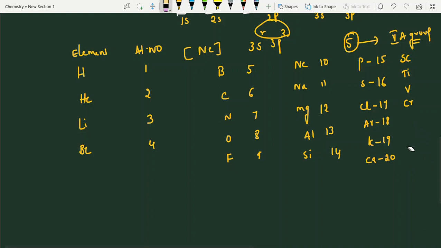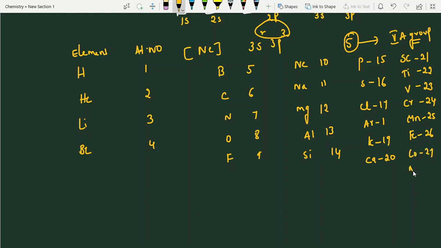Once again, these elements I am writing here, students, check it. Scandium, these are all 3d series. It starts with 21, ends with 30. Scandium, titanium, vanadium, chromium, next manganese, iron, cobalt, nickel, copper, zinc. That's it. I said up to 30 elements everybody must learn, whether you are a first year student or second year student also. Clear?